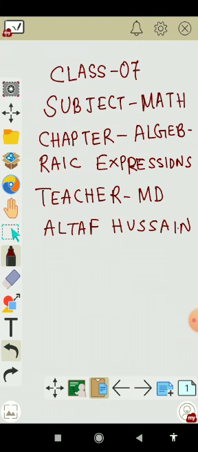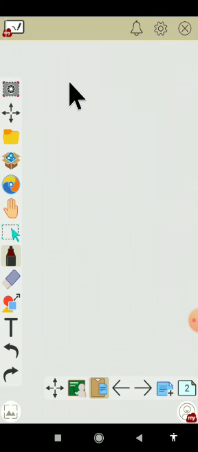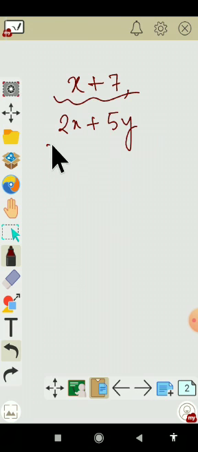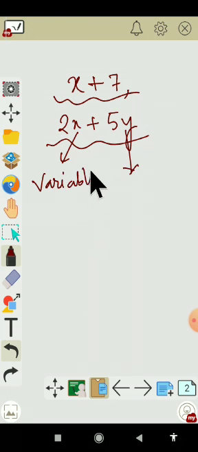So students, we already know the use of the variable. Suppose x plus 7, 2x plus 5y. So this use we already know. This one is a variable and this one is also a variable, but a different variable, and together they are called algebraic expressions.